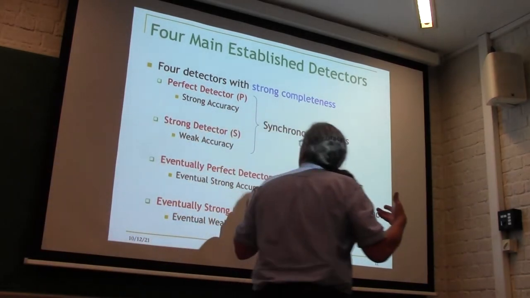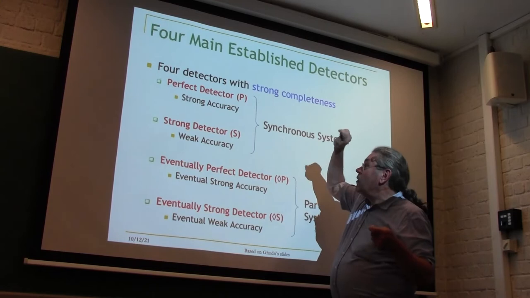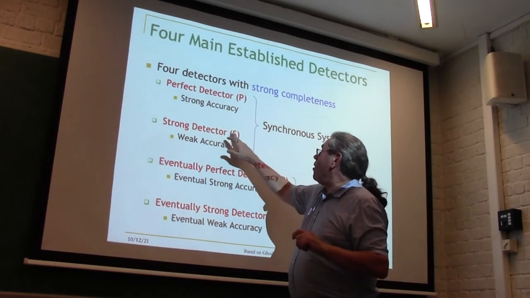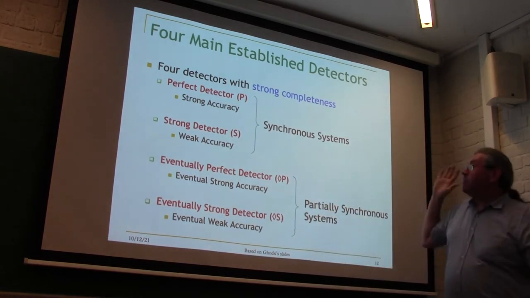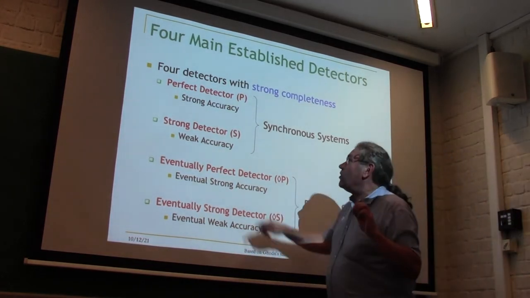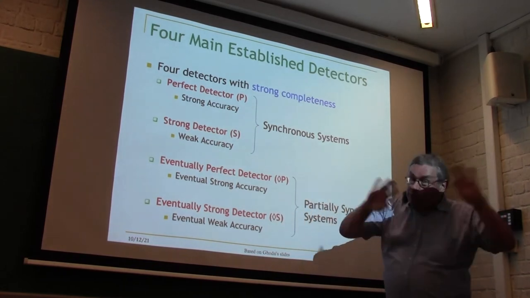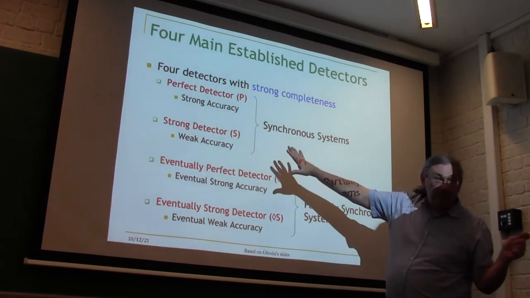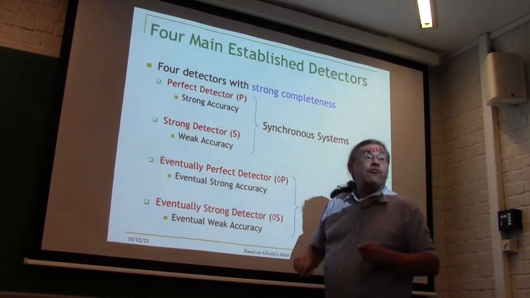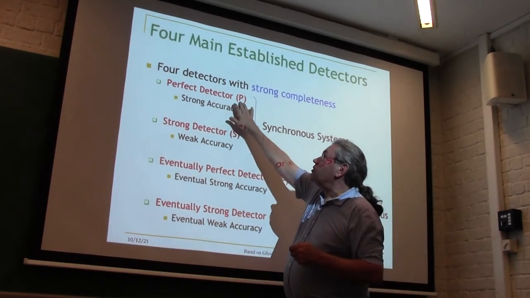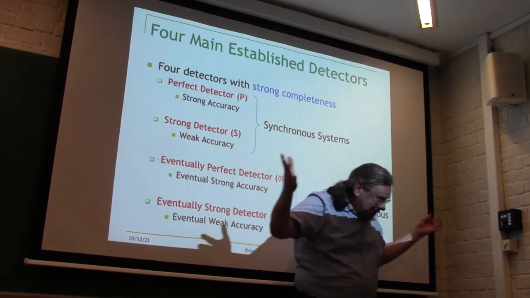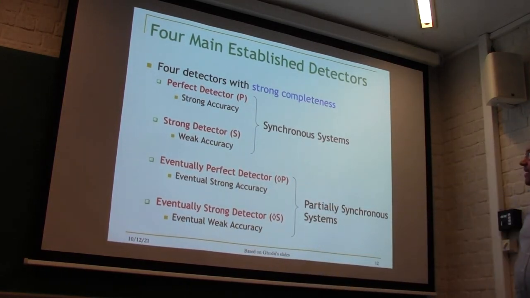So these are kind of the names that people gave. So the P is the perfect detector. The one that's weak is called strong. Okay, I'm sorry about that. The weak accuracy is actually called the strong detector S. So when people talk about a strong detector, it means the detector has weak accuracy. So I'm sorry about that. This is for historical reasons. This comes from the 1990s when it was all a mess. So there's still some traces of the mess that you can see here. Huh? So a detector with weak accuracy is called a strong detector. But a detector with strong accuracy is called perfect. So this is actually the strongest one. The perfect one is actually stronger than the strong. Okay, so sorry about that, but that's what it's like.